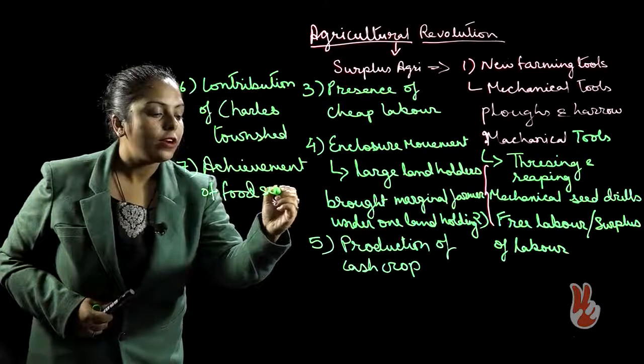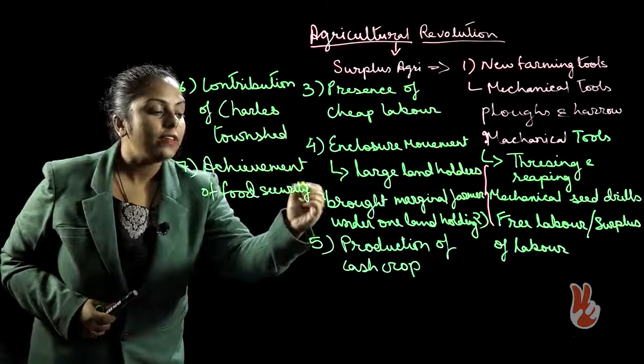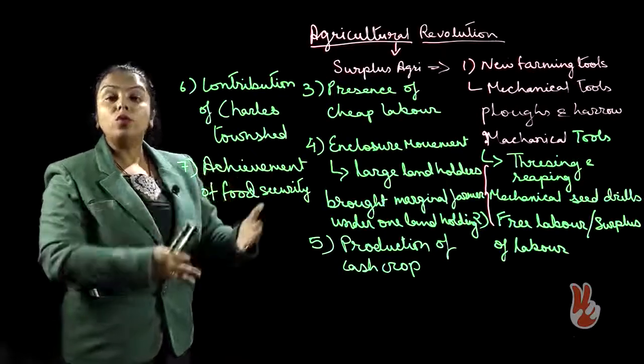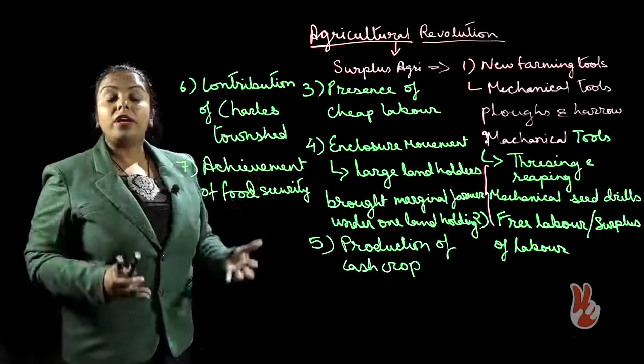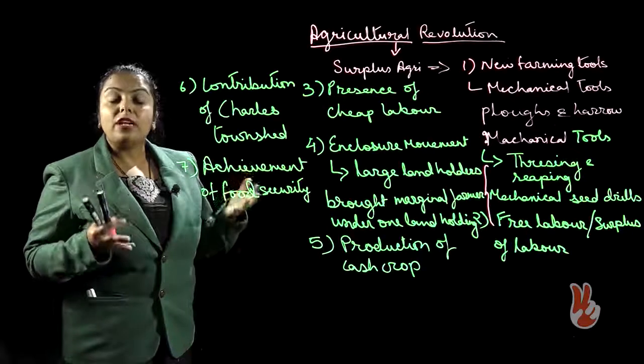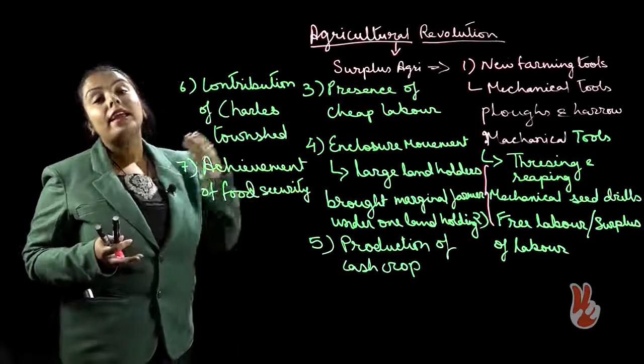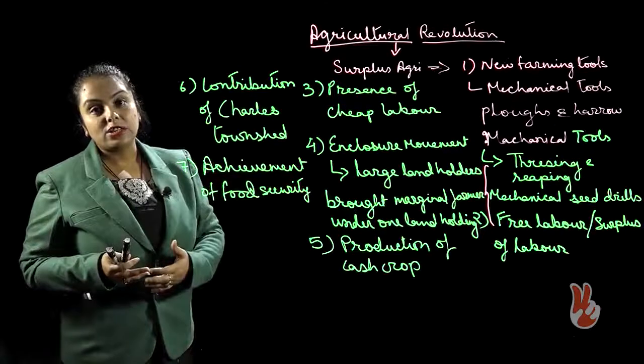So when food security was available, labor was free for use in industry. A country was given a lot of labor surplus which could be used in the industrial sector instead of the agricultural sector.